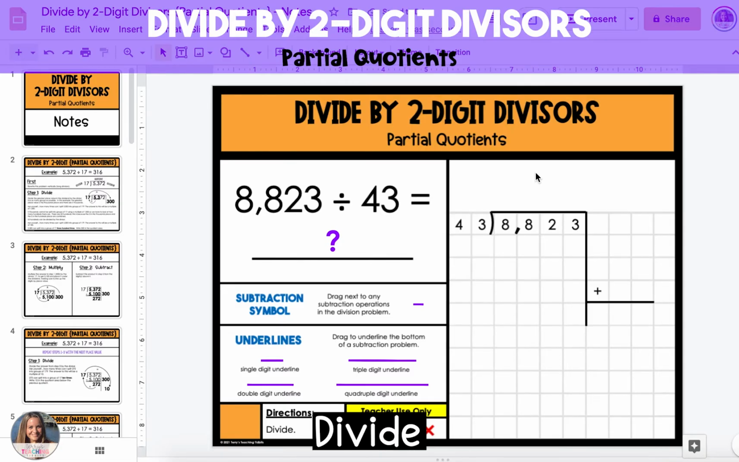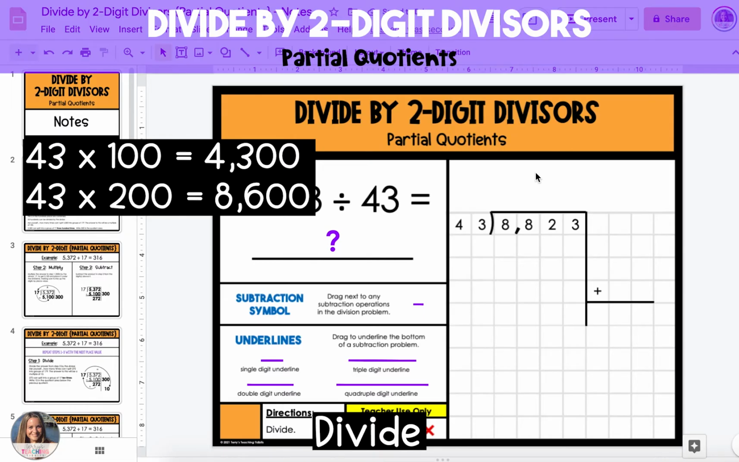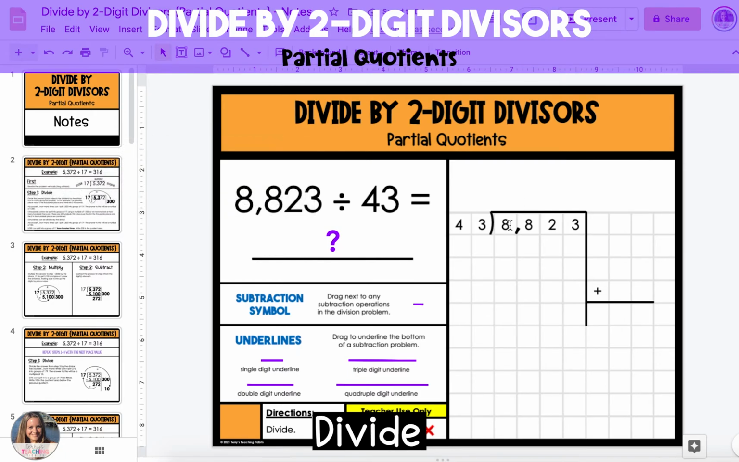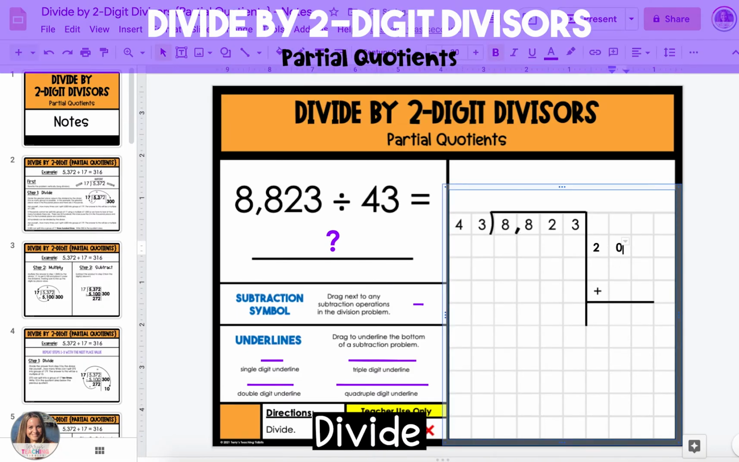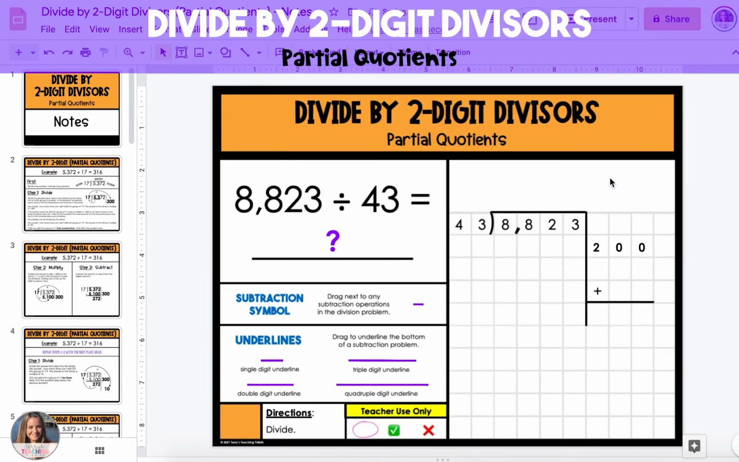I like to use the opposite of division and think about what I can multiply by 43 to get as close to 8,823 without going over. And if I'm looking at multiples of 100, 43 times 100 will give you 4,300, but 43 times 200 will get us to 8,600. This is very close to 8,823. So 8,823 can divide by 43 200 times, and we're going to put that in the quotient area.